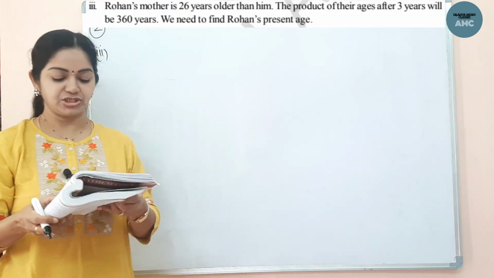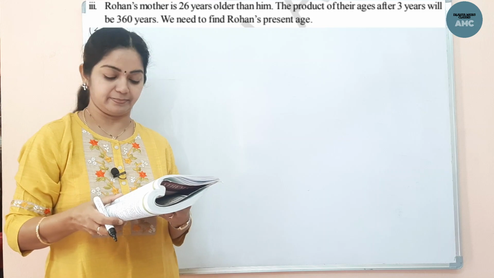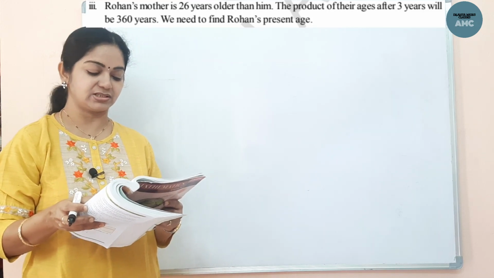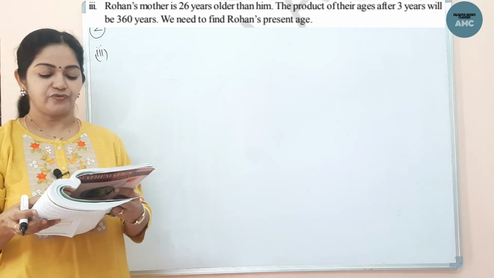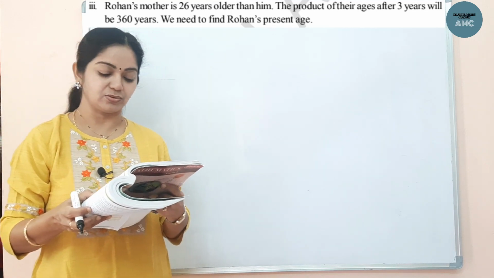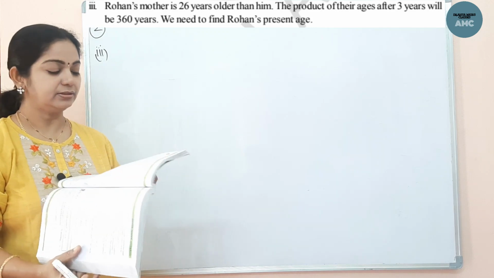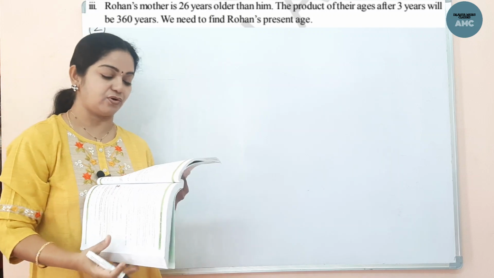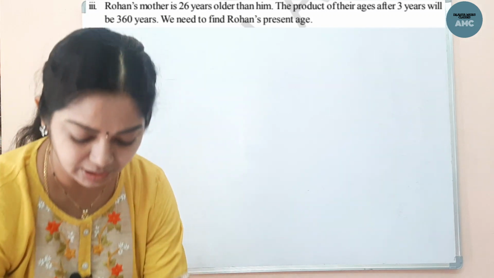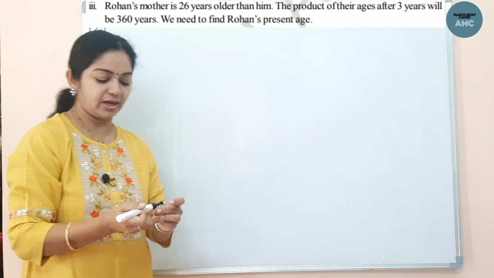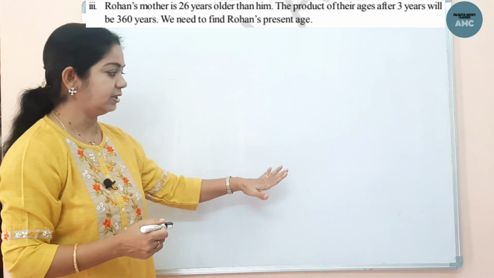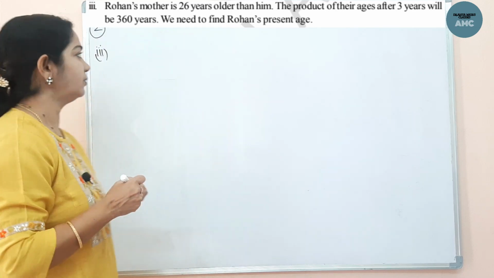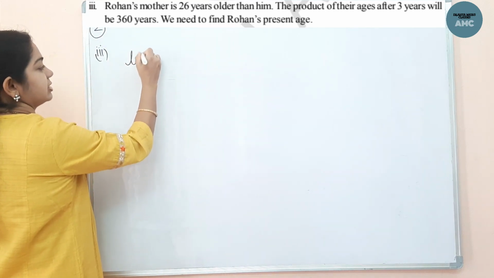Rohan's mother's age is 26 years older than him. The product of their ages after 3 years will be 360. We need to find Rohan's present age. Okay, here it is given to represent the following situations in the form of quadratic equations, right? Now the verbal problem we have to bring into a quadratic equation. Now let us suppose Rohan's age.